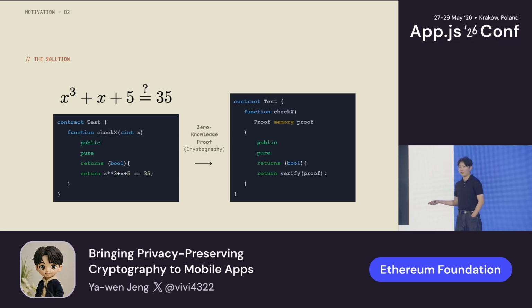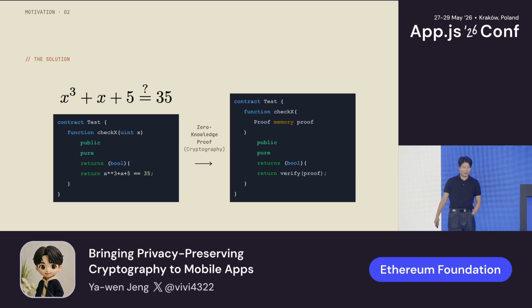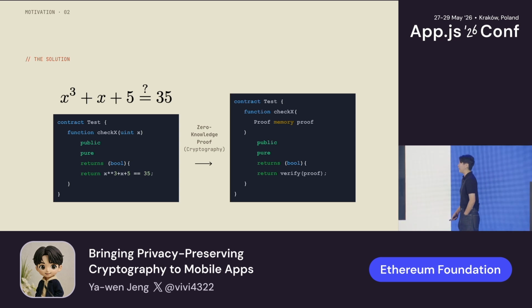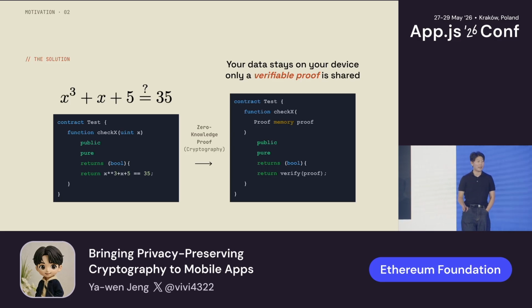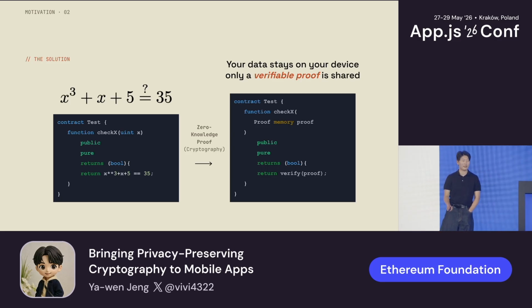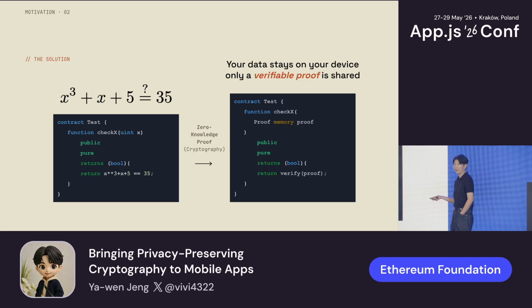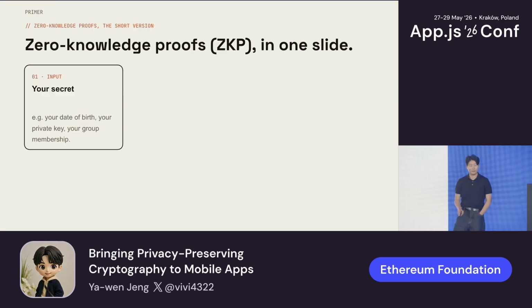Zero-knowledge proof is a cryptographic protocol. It helps you keep your data on your device. Only a verifiable proof is shared, either on chain or to a server. Let me briefly introduce zero-knowledge proof, or ZKP for short. You have your private input, your secret, for example, your date of birth, or the X from the previous example, or your private key, or your membership.